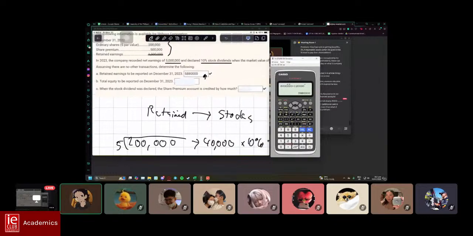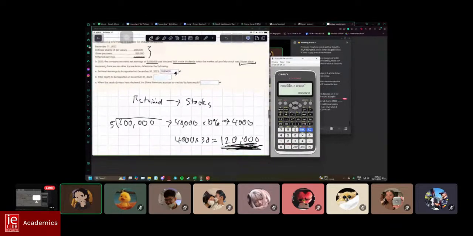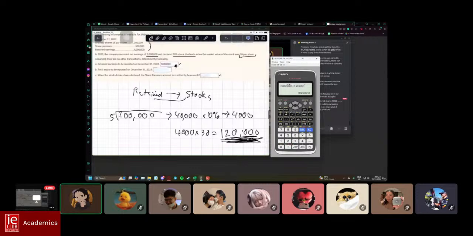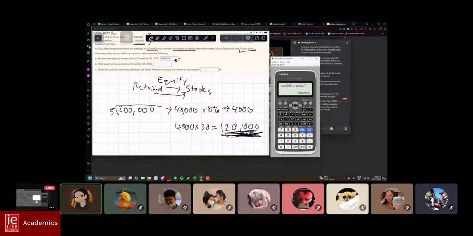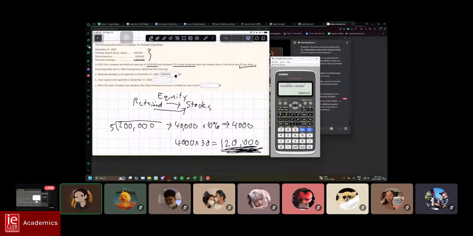Okay. Total equity to be reported on December 31, 2023. The fun thing about this is stock dividends, since it's just transferring retained earnings to the stocks account, these are both part of equity. So stock dividends don't actually affect your total equity. So if we want to find our total equity to be reported, we just add together the retained earnings before stock dividends were given, plus the share premium and the ordinary shares.